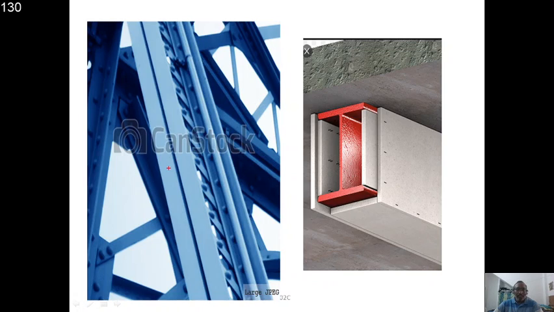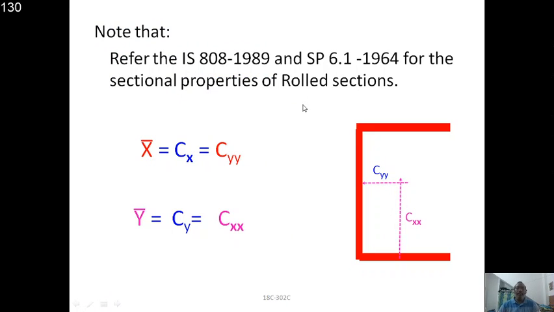You can also see here two channel sections. Here is a channel, and another channel. These two channels are placed back to back to give the appearance like this. So the two channel sections are placed back to back, or web to web. And this is an I section, attached to the plates. So this is the combination of the I section along with the plates. With this, we are also producing built-up sections.